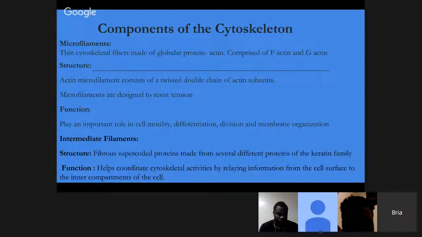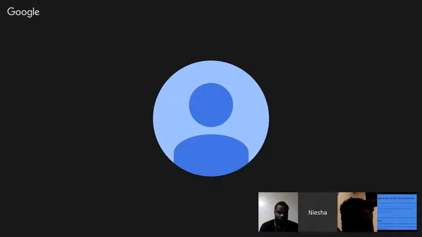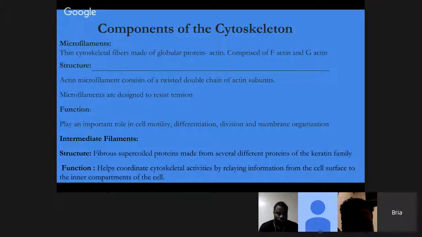The microfilaments can be found just beneath the cell membrane, and some of them are anchored to the cell membrane. They play a role in cell motility, differentiation, division, and membrane organization.